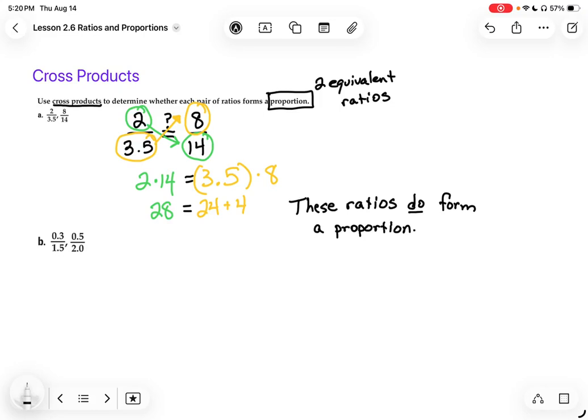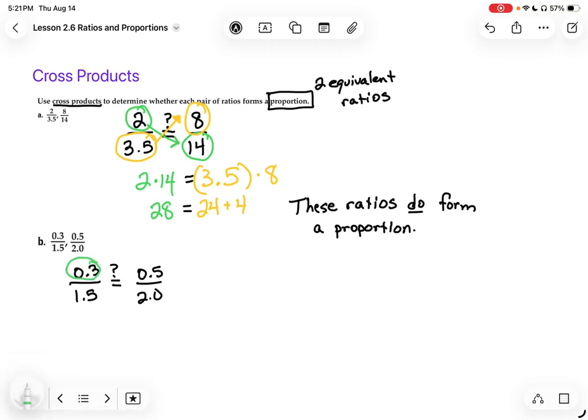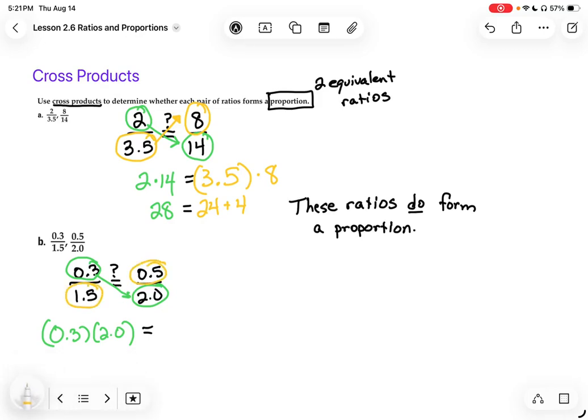Okay, let's take a look at the second pair here. We've got 0.3 over 1.5, and our other ratio is 0.5 over 2.0. Do those form equivalent ratios, or do those form a proportion? So we take the numerator of the first ratio times the denominator of the second ratio. So 0.3 times 2.0. Is that equal to our second cross product, 1.5 multiplied by 0.5?